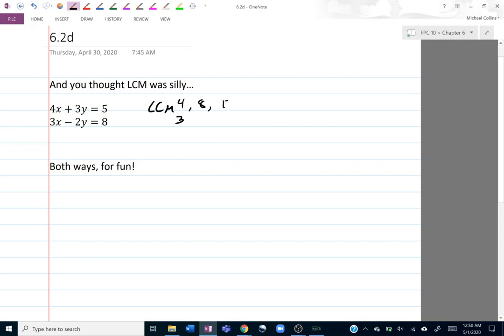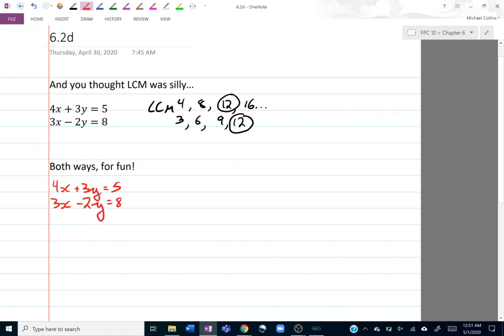8, 12, 16, and 3, 6, 9, 12. Oh, there it is. There's my lowest common multiple for 3 and 4. It would be 12. So what would I have to multiply my top equation by? And maybe I'll just write these down because I'm going to do them both ways. I've got my 4x plus 3y is equal to 5, and my 3x minus 2y is equal to 8.